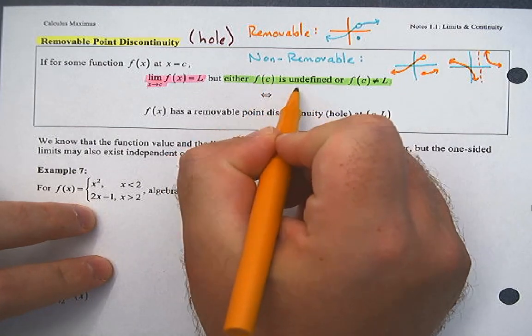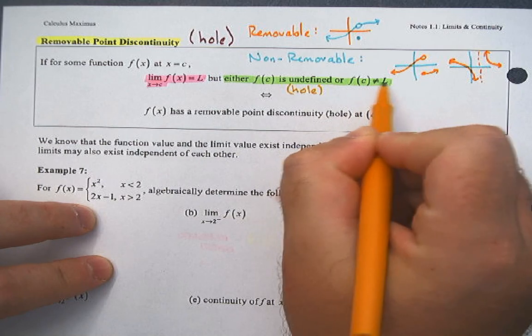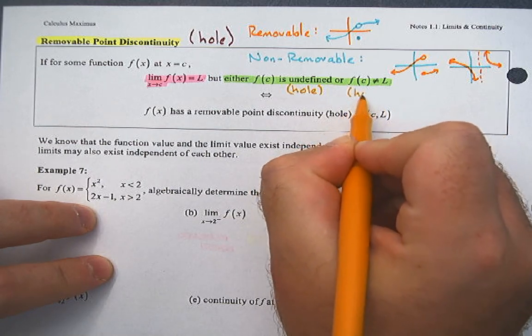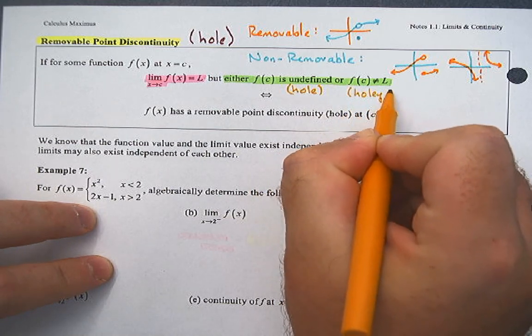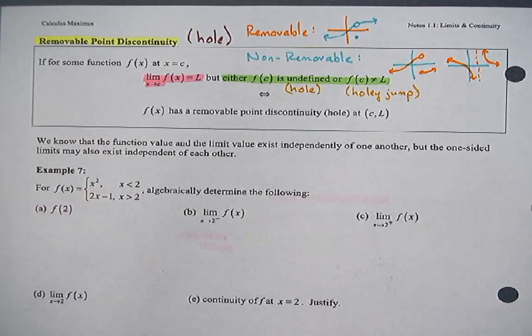If f of c is undefined, this is a hole. If f of c does not equal L, this is a holy jump. And I'll talk more about what a holy jump is. I'm sure somebody will ask a question.